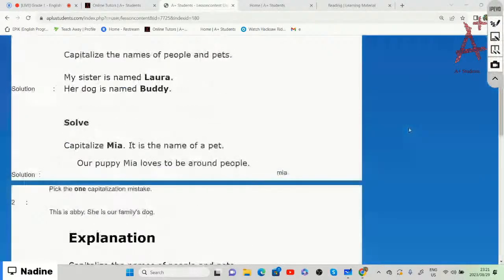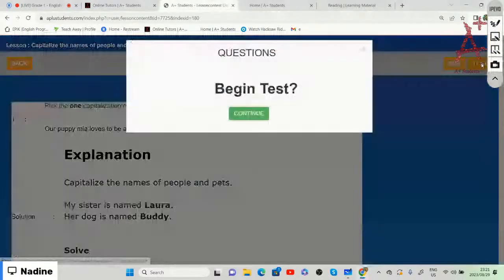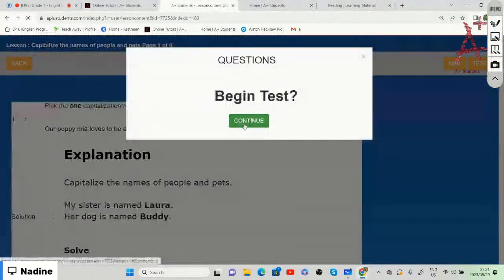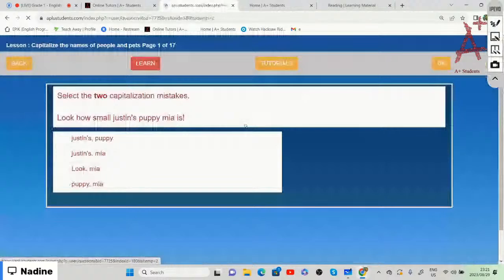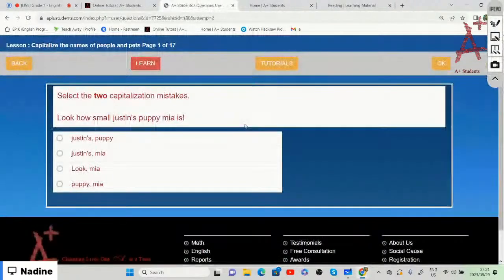All right. So now we're going to our little test, right? Once again, we capitalize names of people, we capitalize names of pets in this case, right? We write the names of both people as well as pets with a capital letter, meaning that the name needs to be in upper case, whether it is the name of a person or the name of a pet, right? So here they're saying we need to select two capitalization mistakes, right?